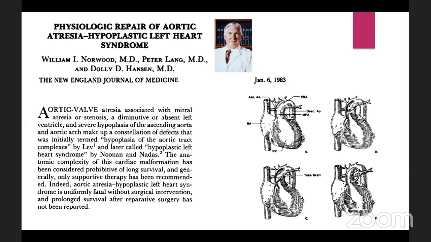One thing worth mentioning is that the original shunt for the pulmonary blood supply that was described by Norwood, as you can see in the bottom right corner, was a central shunt. It was not a BT shunt, and it was not a Sano shunt or an RV to PA shunt. It was a central shunt that was described in the first report in '83.